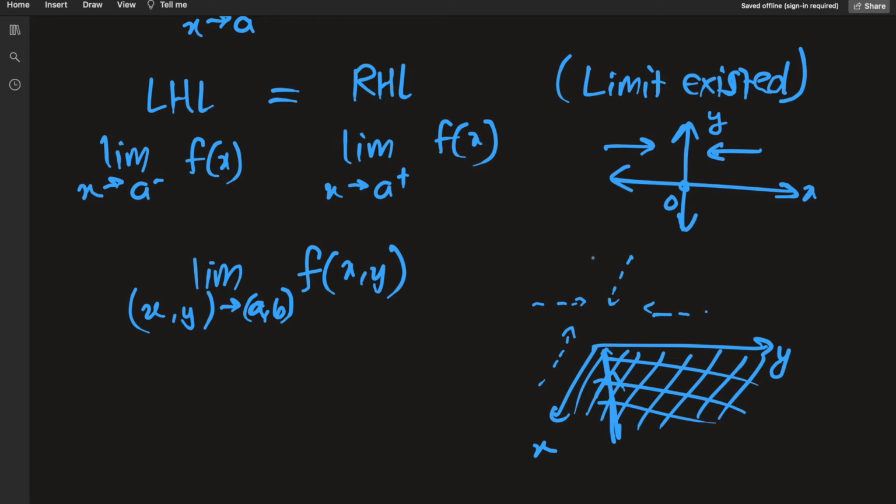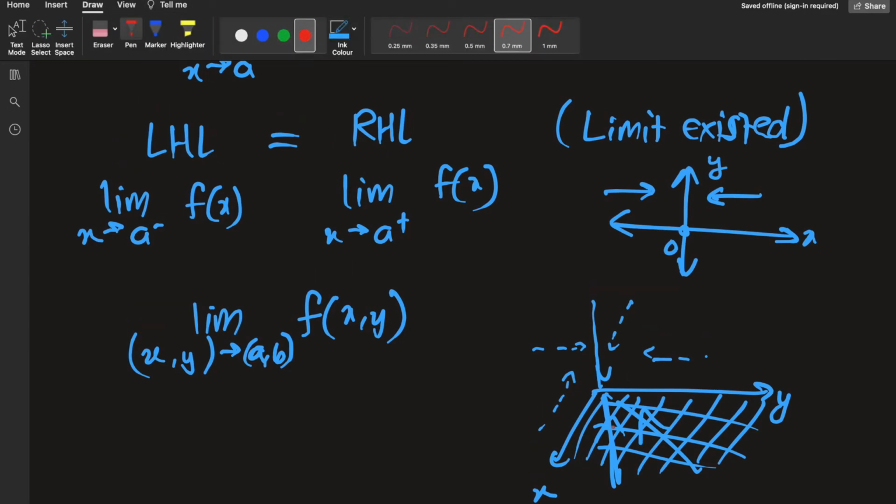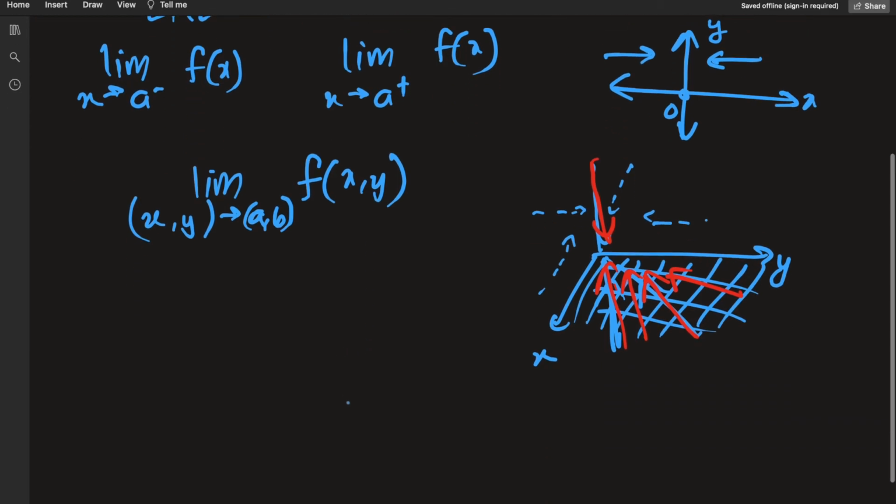You approach this way, then the negative of that. Maybe I should use another color here. Okay, so you have this direction of approach and then the direction opposite to that. So any angle in this xy plane spanned by the axes is a possible direction of approach. So yeah, it's way more complicated, and you can't just rely on whatever we did for single variable calculus.